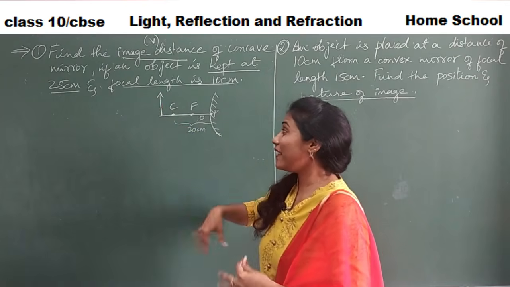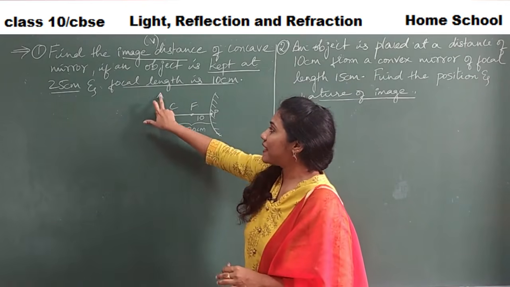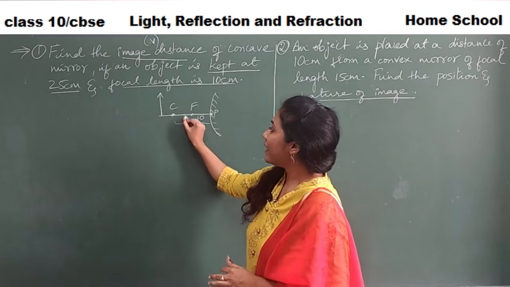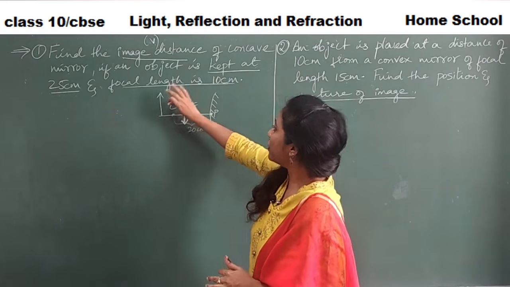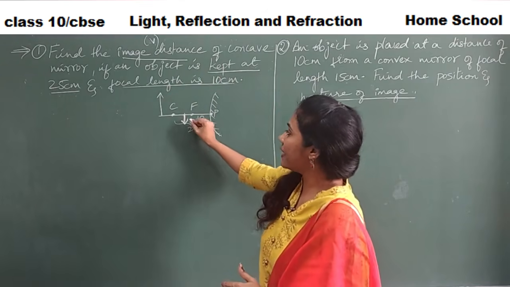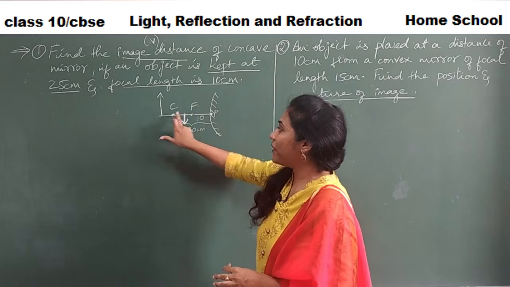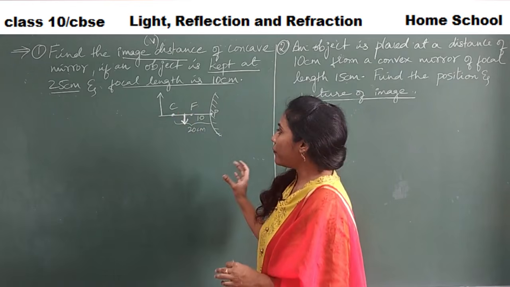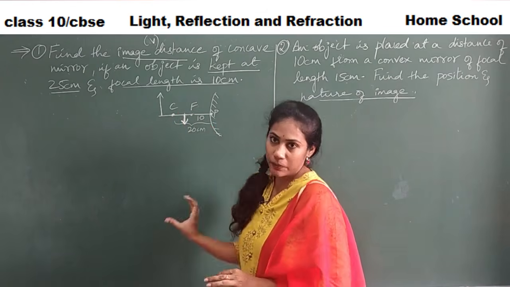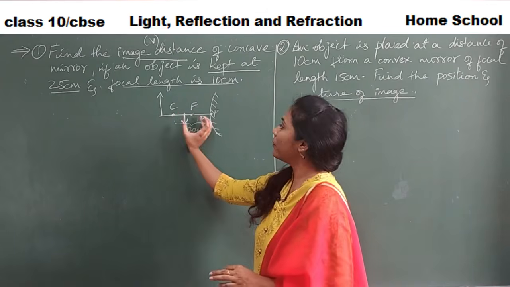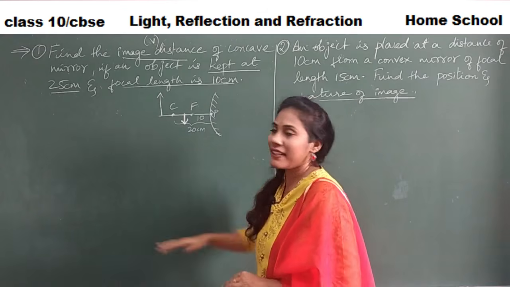So whenever an object is kept behind C, definitely you will get a real image. So the nature of image you can predict. What is the nature of image? A real inverted image you will get between F and C. Okay, so definitely your value is there between 10 and 20, right? So now let us apply the formula and calculate.